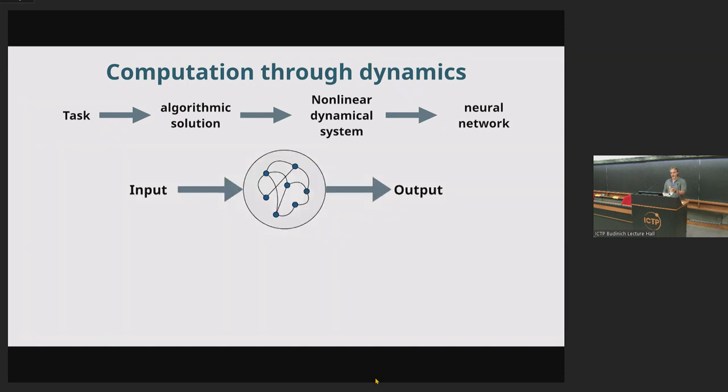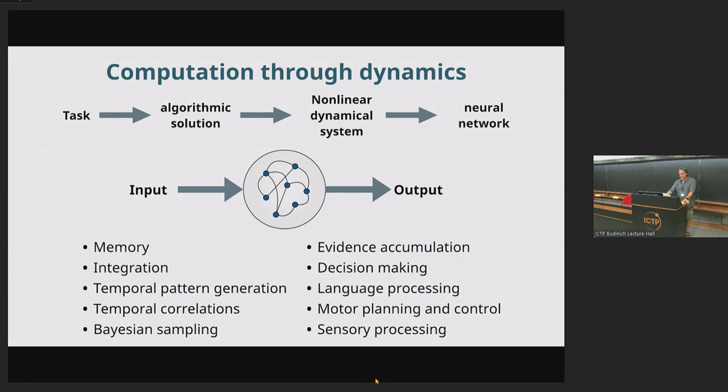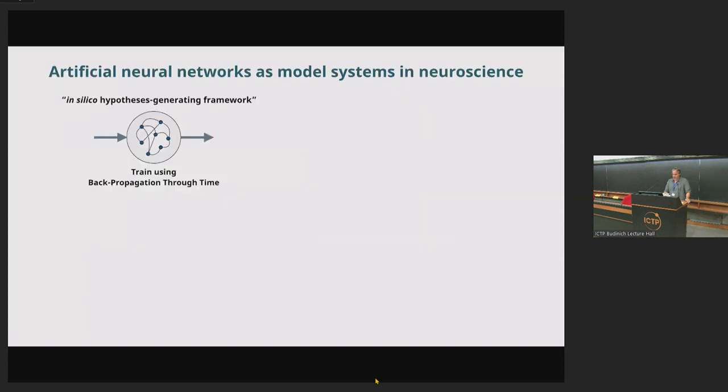So if we had this piece of cortical network, we get some input. The input could be modulated by time. It could be a temporal input. Something is happening, and we get some output. And from this, we can get a variety of different cognitive or computational abilities. We get memory. We can do integration, temporal pattern generation, temporal correlation, Bayesian sampling. And it allows us to do different cognitive processes such as evidence accumulation, decision-making, language processing, motor planning and control, sensory processing. So this is a very rich framework. What I'm going to talk about today is going to be very general, high level, but you can think about it as more temporal pattern generation and motor planning, because it's the easiest way to think about this dynamical system.